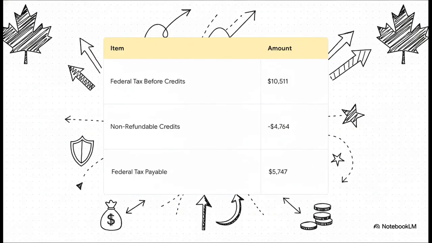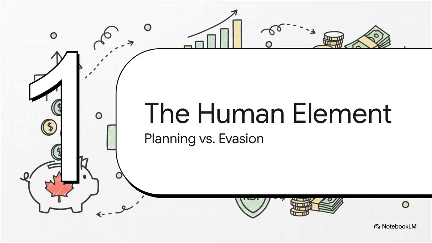And now for the grand finale, Division E. We take her taxable income of $62,000, run it through the federal tax brackets, and let's assume that gives us a tax bill of $10,511. But we're not done. We then subtract her non-refundable tax credits, which total $4,764. These credits, for things like the basic personal amount, reduce her tax dollar for dollar, leaving a final federal tax payable of $5,747.